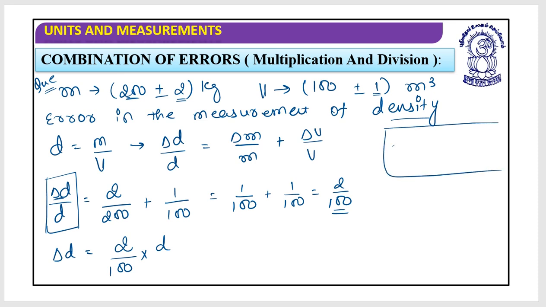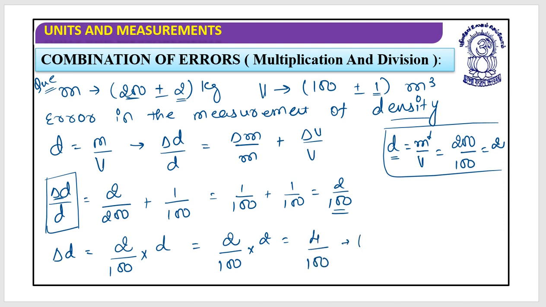Now let's look at this. I know density is equals to mass by volume. I am here interested in the true value of density. So I need to take a ratio of the true value of mass to the true value of volume. True value of mass, it's 200 in our case. True value of volume, it's 100 in our case. So this is 2. So what I need to do is 2 by 100 multiplied by 2. This is 4 by 100, or rather I can say it's 0.04. This is the error in the measurement of density.